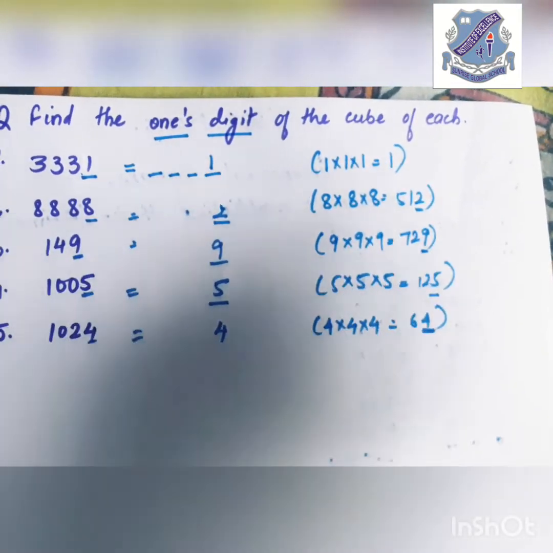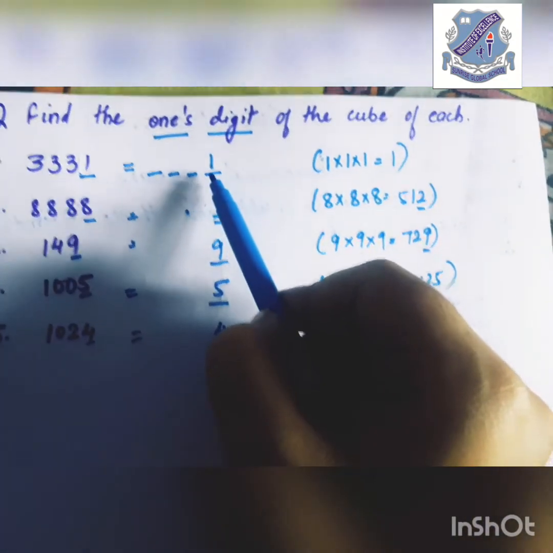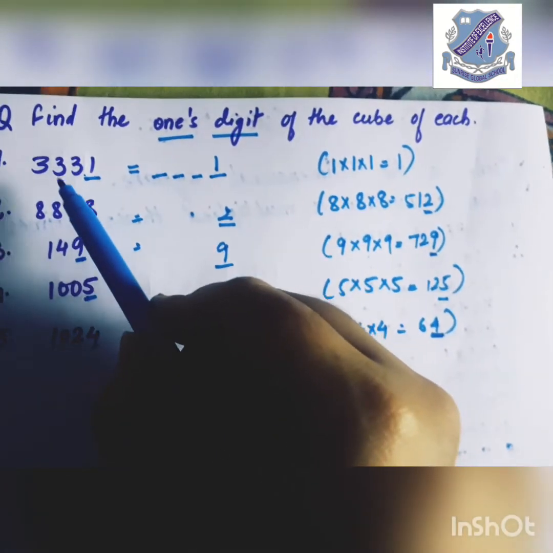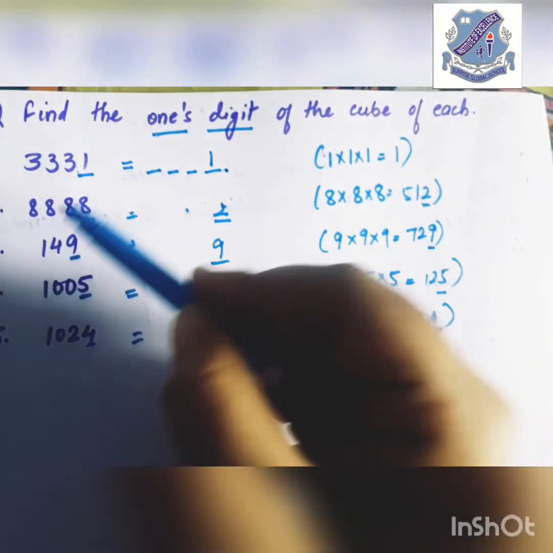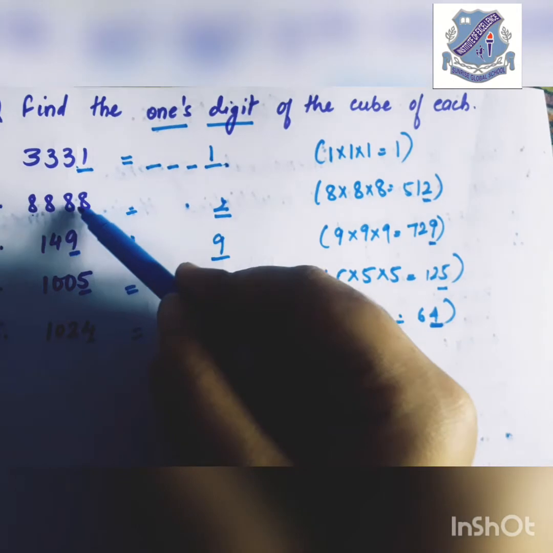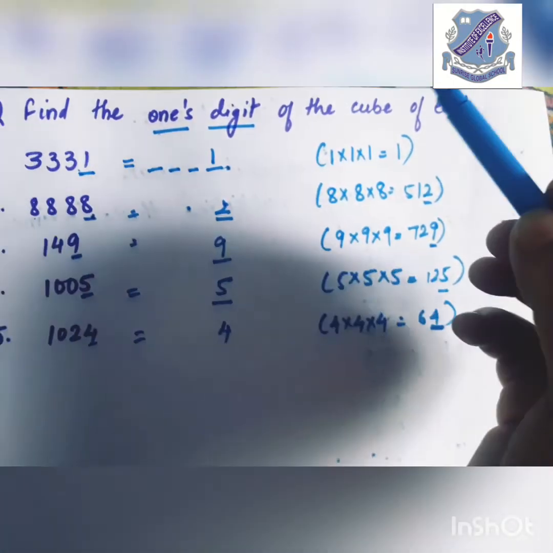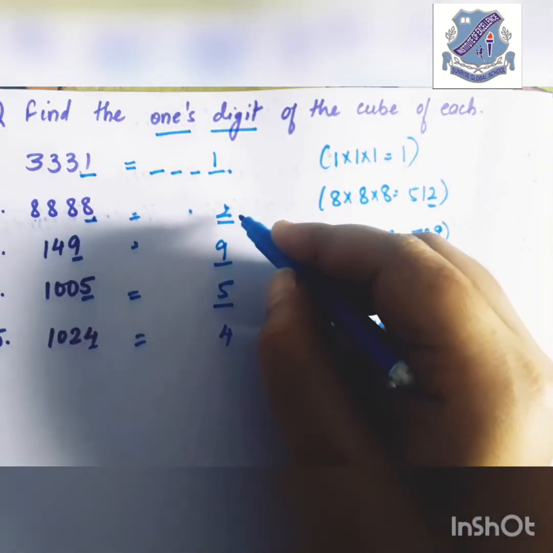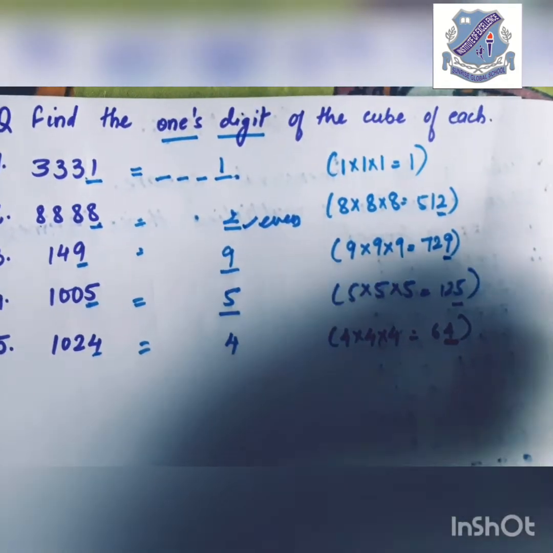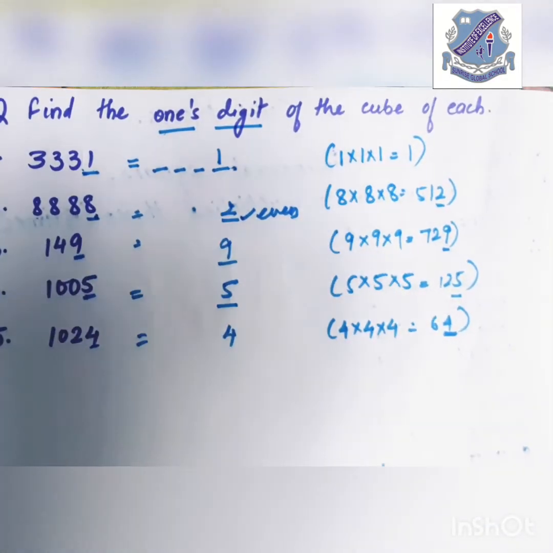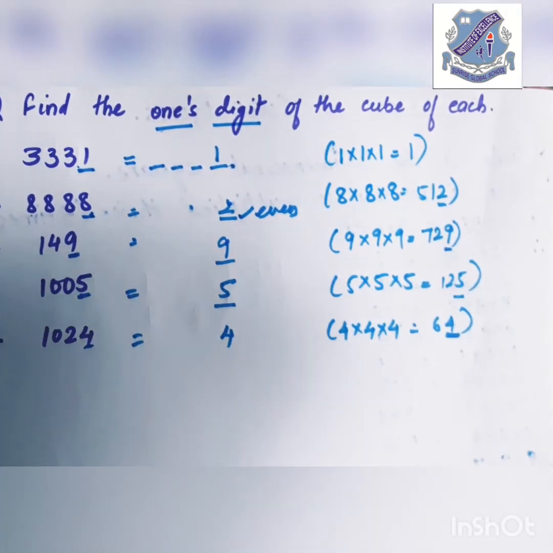Another thing to note over here is that 1331 is itself an odd number, and whatsoever cube of this number will come, it will also become an odd number. And if you see 8888, this number is an even number, so whatsoever the cube of this number will come, that number itself will be an even number. Correct?